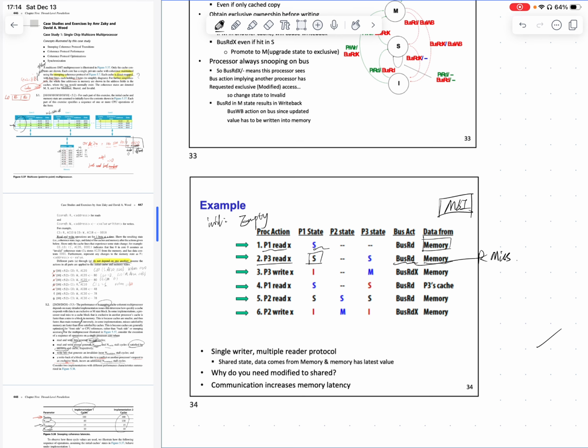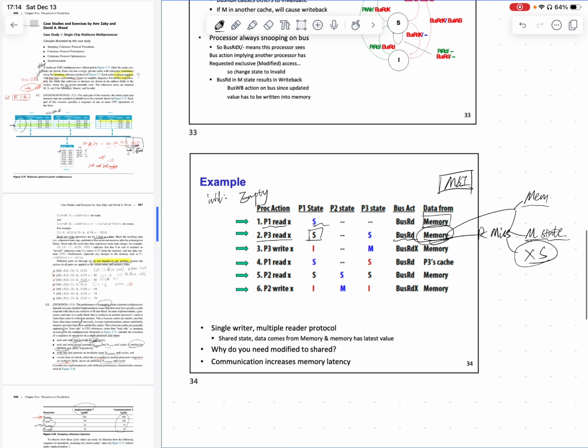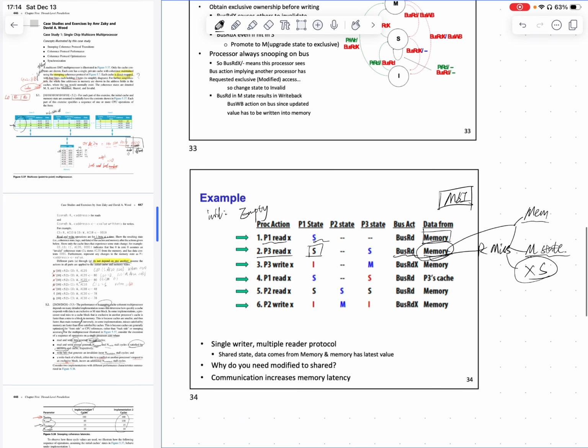The read miss will get the data from memory, or from a modified state. We'll talk about this modified state later, but firstly, you know it would not get the data from a shared state, okay? And definitely not from an invalid state. So this is really important. And then we'll talk about the modified state.